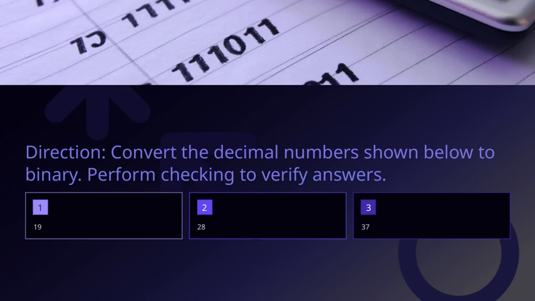Once we have the binary equivalents, it's important to verify our answers by converting back to decimal. This checking step helps ensure accuracy and reinforces our understanding of how binary and decimal systems connect. Remember, mastering these conversions is fundamental because binary forms the basis of digital systems we use every day. So, practice these conversions regularly to become more confident and efficient in working between these number systems.